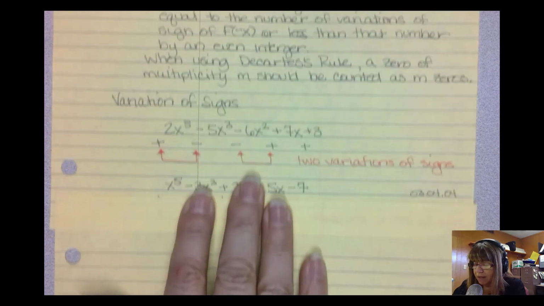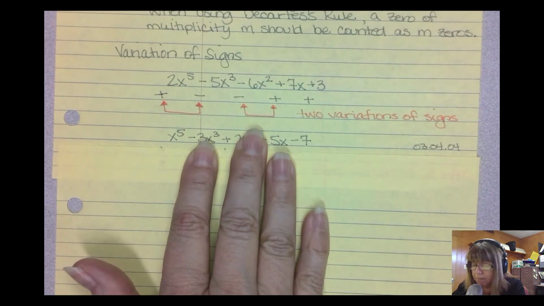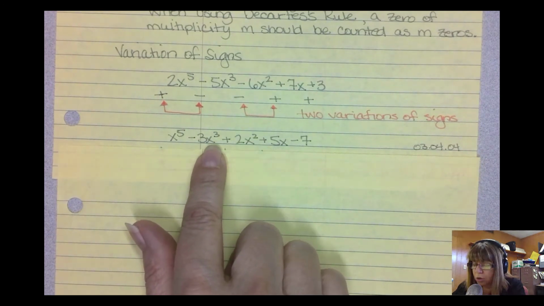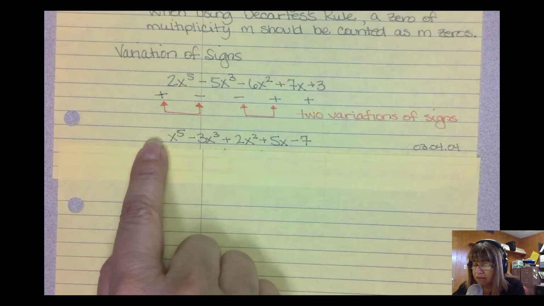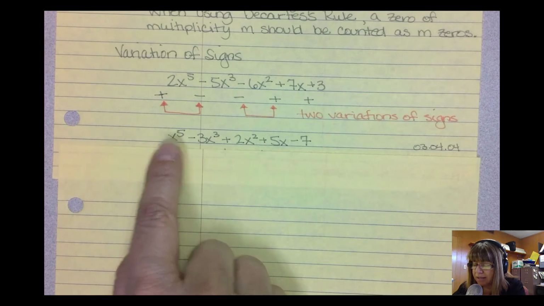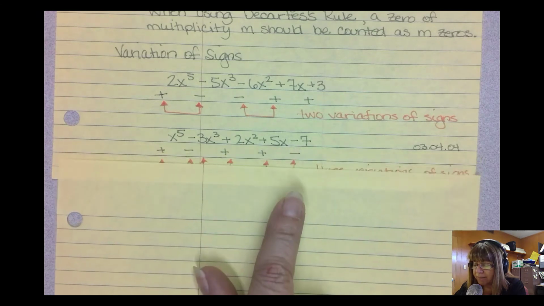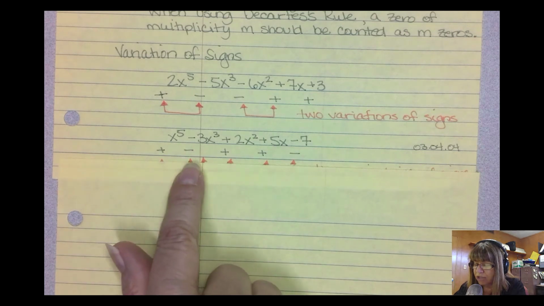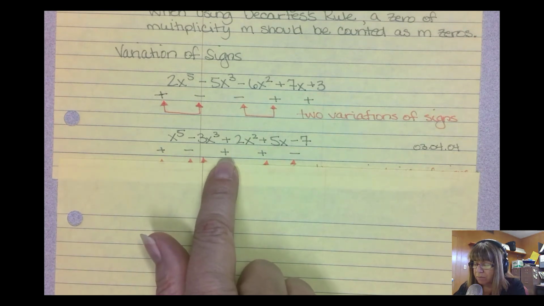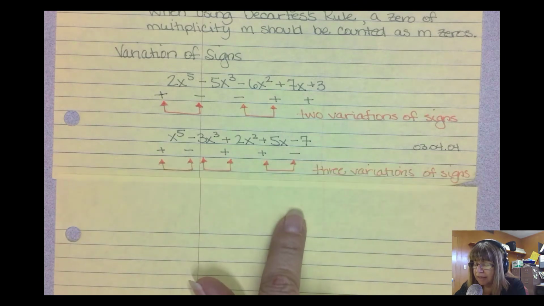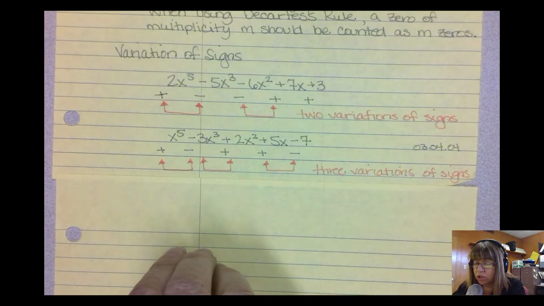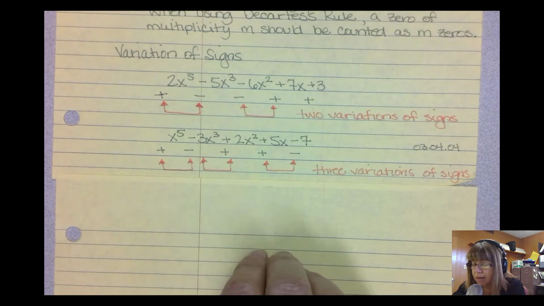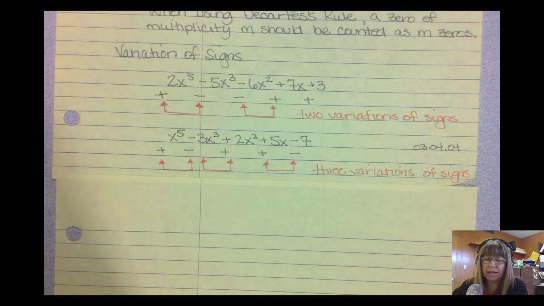Let's try another one. x to the 5th minus 3x cubed plus 2x squared plus 5x minus 7. Now look at the signs. We have positive x to the 5th. So we count that as plus, minus, plus, plus, minus. So plus to minus is a variation. Minus to plus is a variation. Plus to plus is not, but plus to minus is. So in this case, we have 3 variations. So we do know we have either 3 positive zeros, or 3 minus 2 is 1 positive zero. That's how we use this rule.